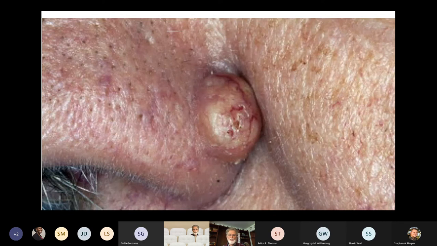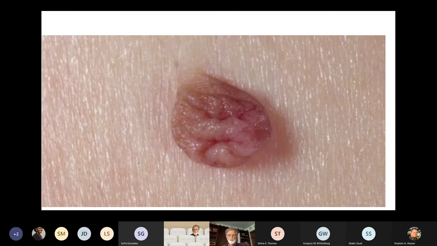But obviously a cosmetic problem, a differential with basal cell can be, here you got telangiectasia. How do I know that's not a basal cell? Well, the patient tells you they've had that. So history is so important. The patient tells you, oh, I've had that since I was 20.